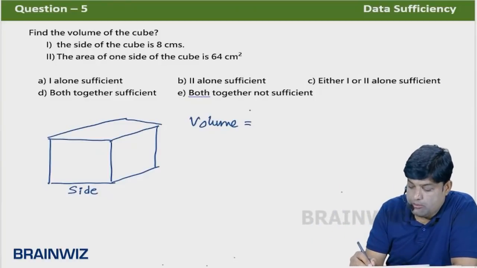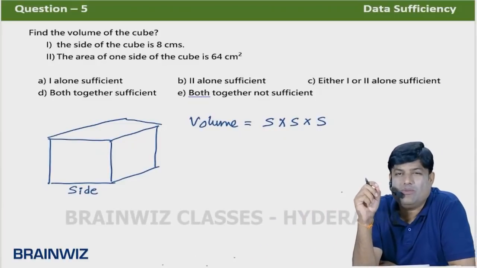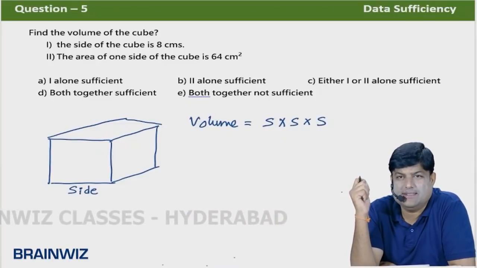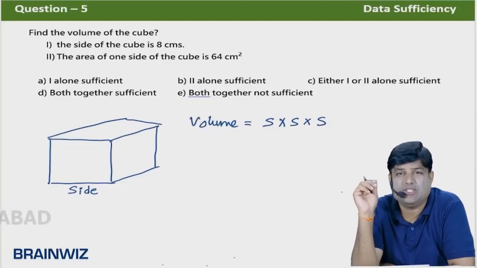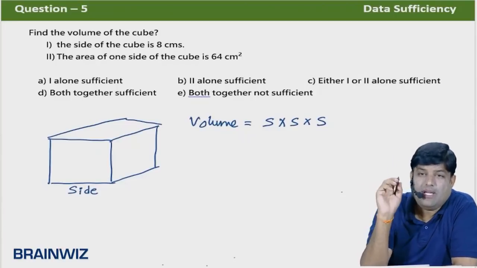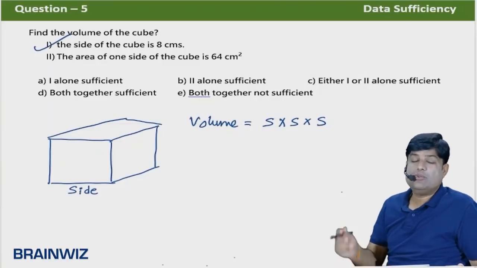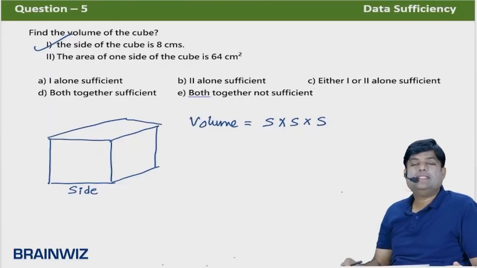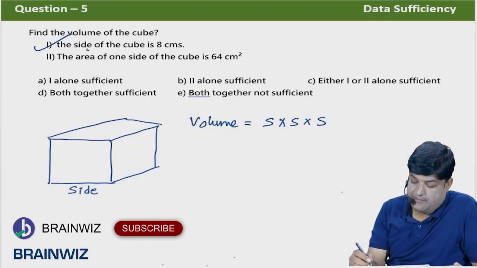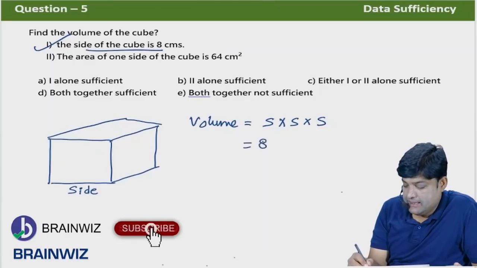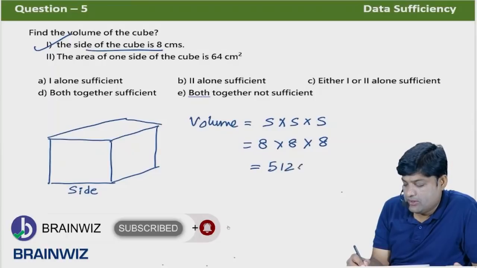Volume can be found when you multiply side into side into side. So he's asking you, what is the volume of this cube? It's quite easy. If you know the side, you can answer this volume. So let's see what sufficient data is given. Let's take only statement 1. He said the side of the cube is 8 centimeter. Now if I use this statement, 8 centimeter, 8 centimeter, 8 centimeter, that is 512 centimeters cube.